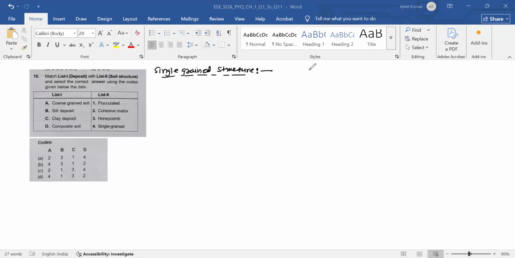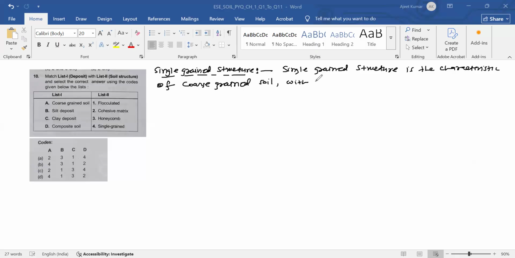Single grained structure is the characteristic of coarse grained soil, with a particle size greater than 20 micron.